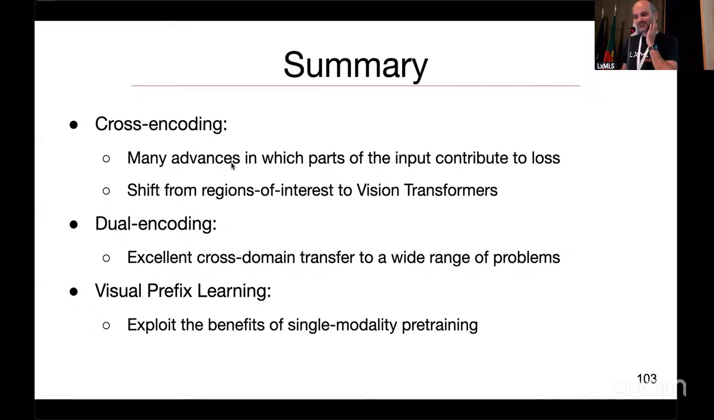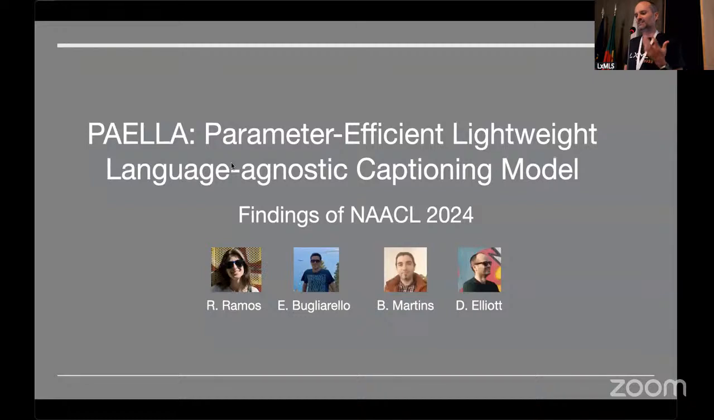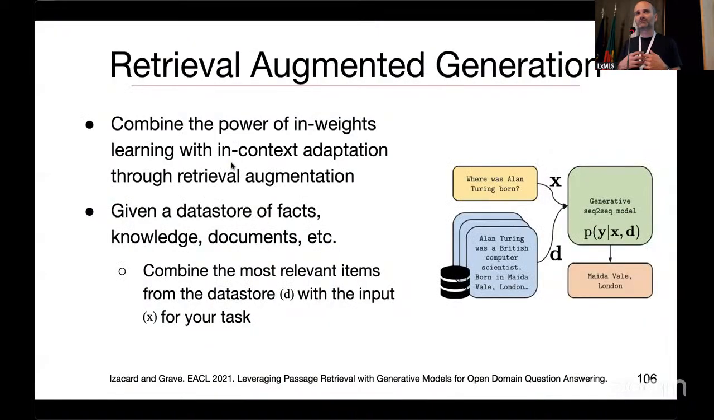So I want to reflect on some work that we did last year on image captioning, where we wanted to know, for building an image captioning model, whether you need to learn everything in weights or whether you can take advantage of in-context learning. This was a language-agnostic and parameter-efficient captioning model that we trained using retrieval augmentation. Somebody spoke about RAG at some point in this course. I don't remember. But RAG is a really nice approach if you want to combine the power of in-weights learning through gradient descent with context adaptation, giving retrieved examples.